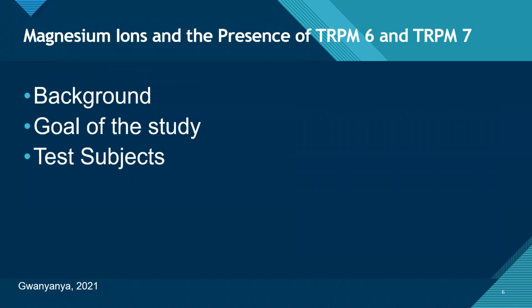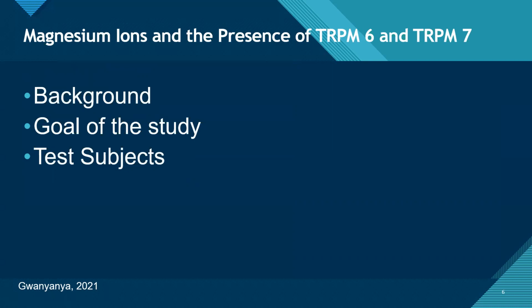In 2021, Guignana and associates looked at how action potentials can change in the presence of magnesium ions. These scientists previously studied magnesium ion effects on cardiomyocytes. This current study is looking at how TRP receptors play a role in magnesium ion influxes.